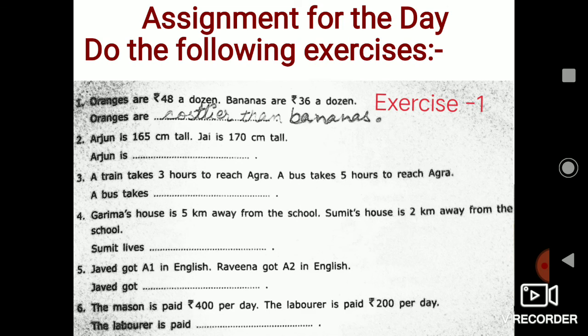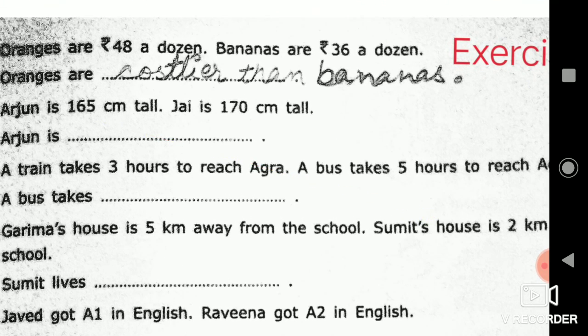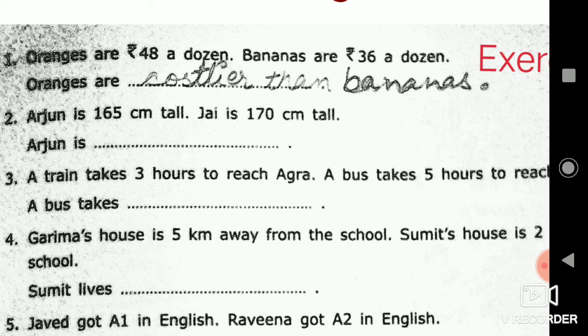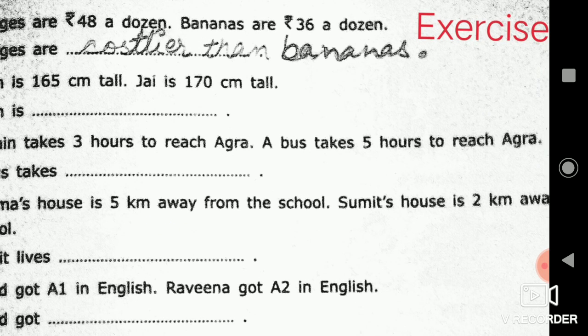First one I have done for you. Let's read. Oranges are 48 rupees a dozen. Bananas are 36 rupees a dozen. So I have solved it. Like oranges are costlier than bananas. Now rest of the sentences you do yourselves.